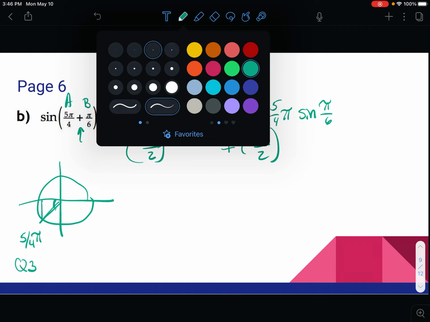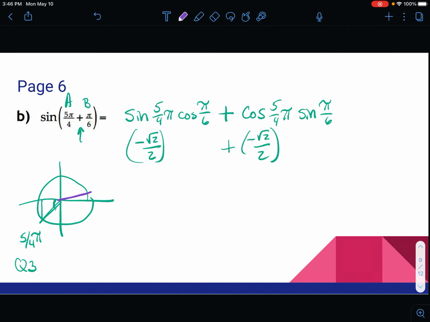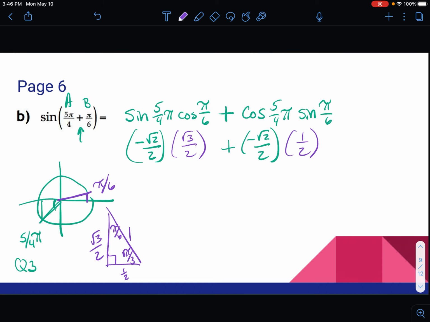Okay, the next thing we want to look at is pi over 6. So that's this guy right here. When we think of that, of course, pi over 6 is my reference angle. And again, if we need to draw this out, we sure can. Okay, and if we're doing the cosine of pi over 6, we get radical 3 over 2. And if we do the sine of pi over 6, we get 1/2.